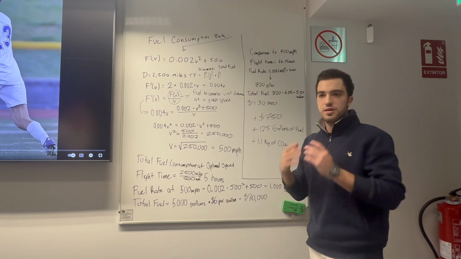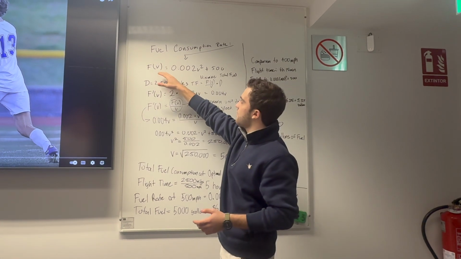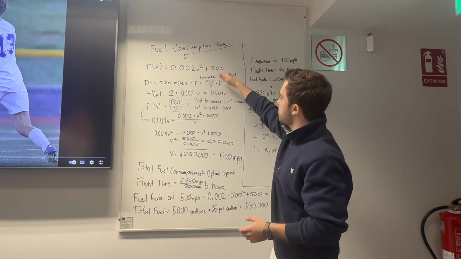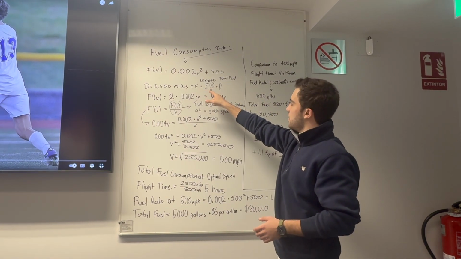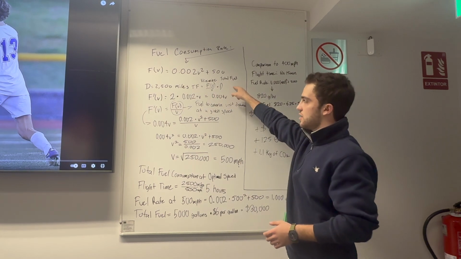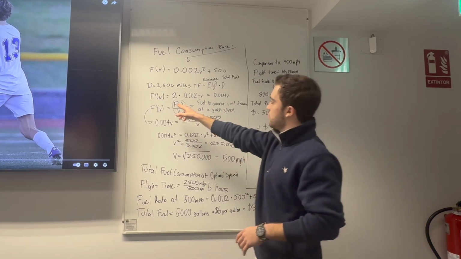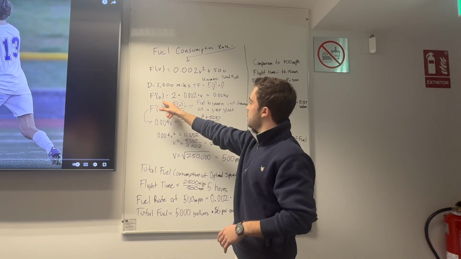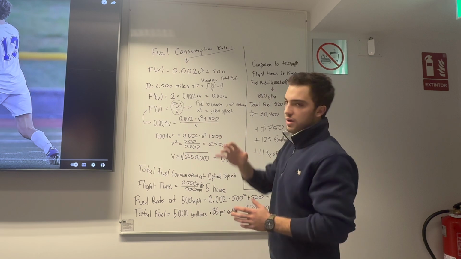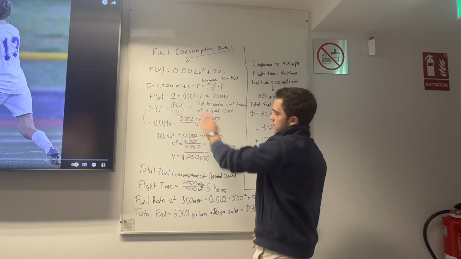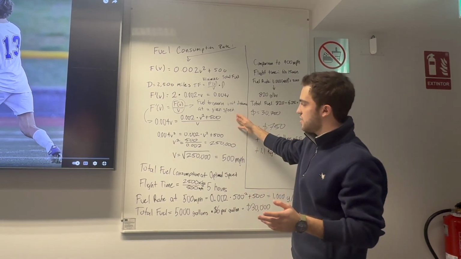Okay, so the ultimate goal is to reduce total fuel consumption. So we're given the fuel consumption rate, which is determined by f of v equals 0.02 v squared plus 500. We know that the formula for total fuel is f of v over v times the total distance, which is 2,500 miles. So in order to find the optimal point, we want to find the first derivative of f of v, which is 0.004 v, and we want to equal it to f of v over v, which determines the fuel to cover a unit distance at a given speed.